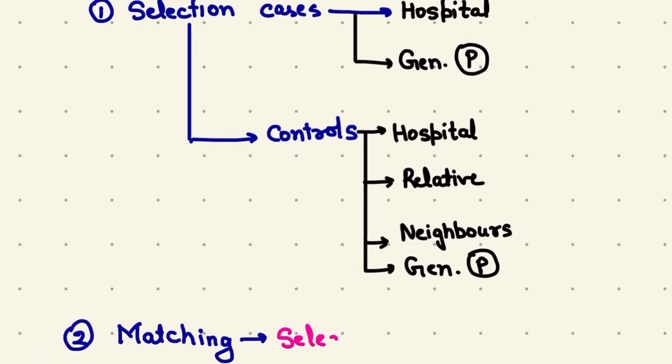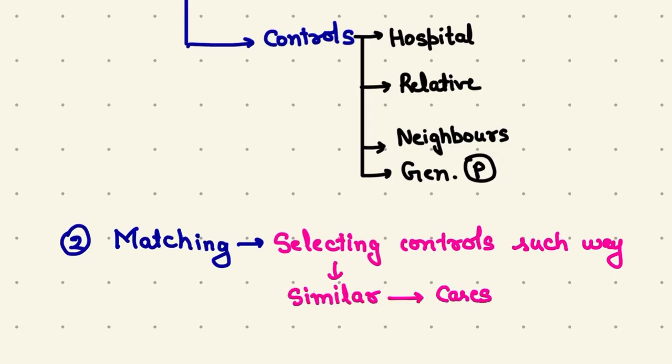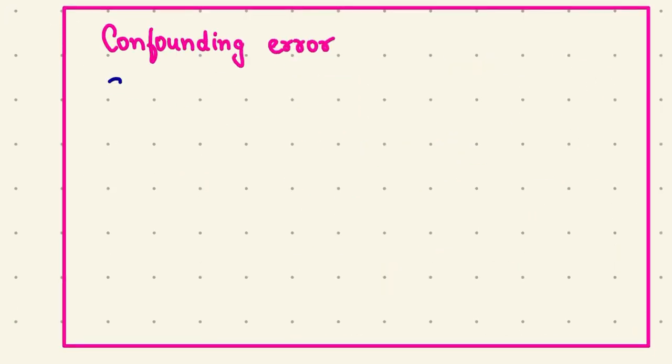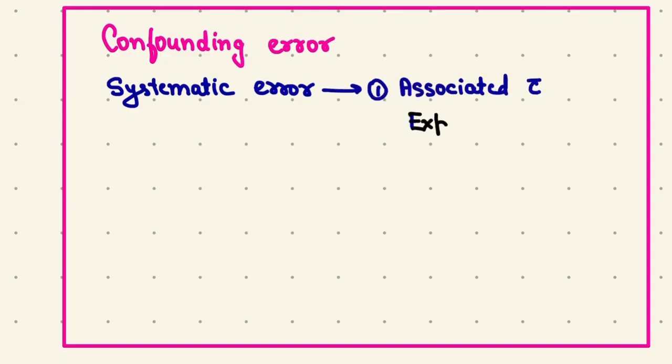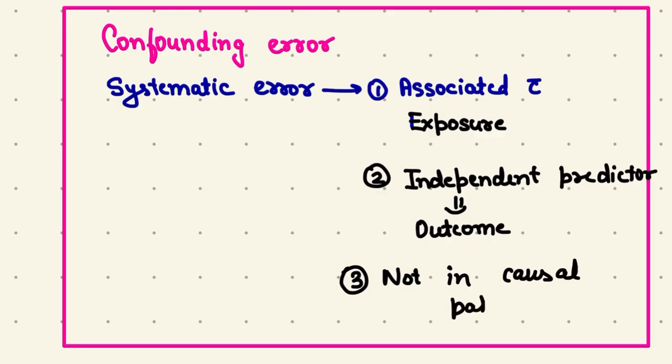Matching is the major important step. Selecting controls in such a way that they are similar to cases in form of age, sex, etc. for preventing confounding. So what is confounding? Confounding error is a systematic error and this factor is associated with exposure, independent predictor of outcome and not in a causal pathway. So इसका example है.